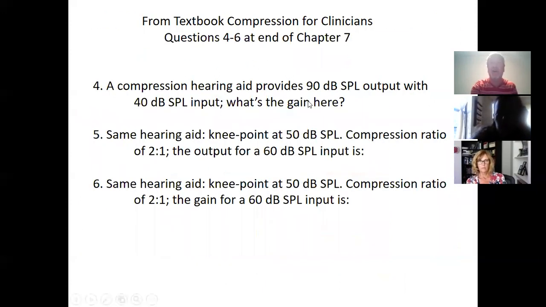Now let's look at these questions. The questions 4 to 6 at the end of chapter 7.